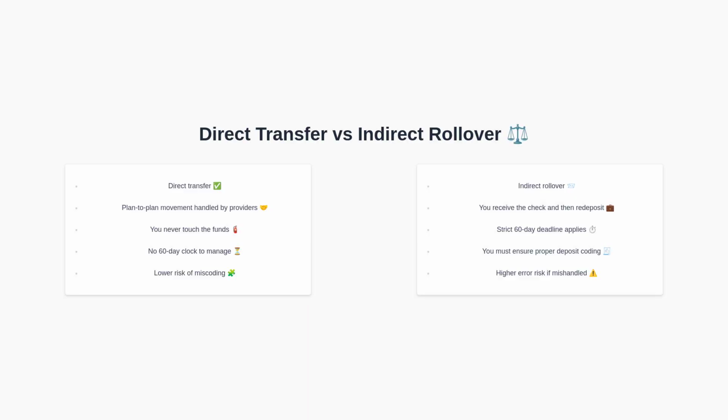Moving forward, let's compare the two ways to move 529 money. A direct transfer is executed provider to provider, meaning the funds move behind the scenes. You never receive the check, there is no 60-day clock, and the risk of misclassifying the transaction is lower. In contrast, an indirect rollover means you receive the distribution and must deposit it into another qualified plan within 60 days. Because you touch the funds, you must be precise. The 60-day deadline is absolute, and correct deposit coding is essential to avoid taxes and penalties.